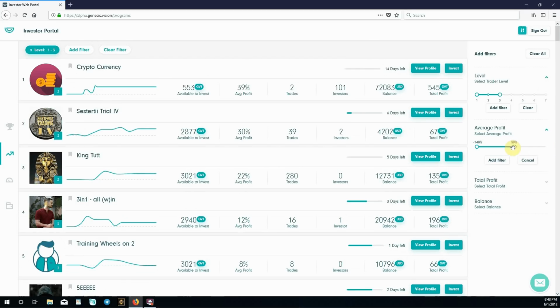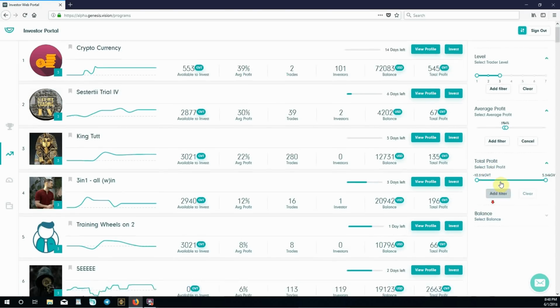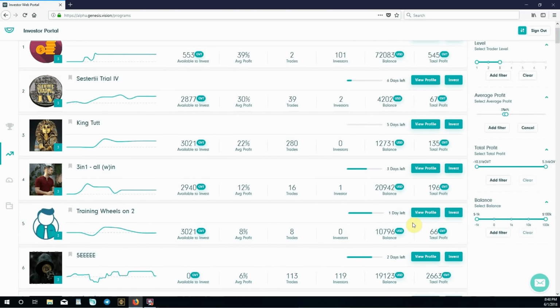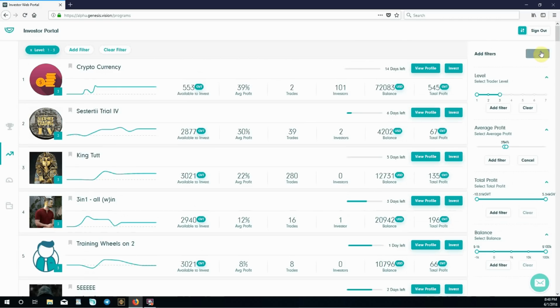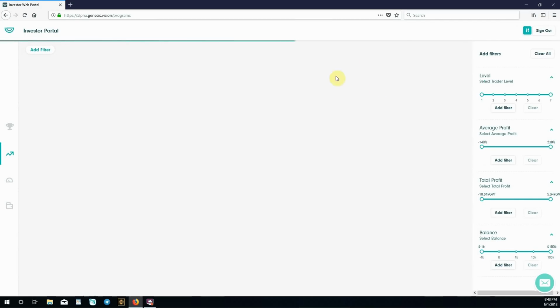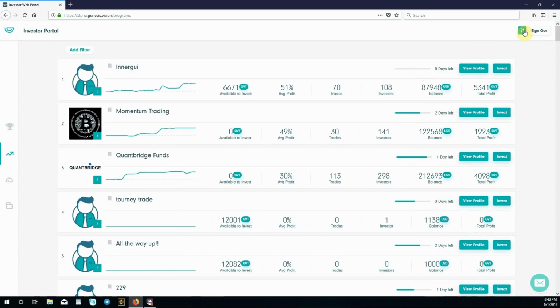If we want someone that's slow and steady and wins the race, we could draw it down to 14, 15%, 20%, whatever you want to do, add the filter and it'll filter through and you can find a manager that works for you. You can do it by total profit and by balance as well. So let's go ahead, clear all of these filters. Close this out. And we're ready to make the investment.